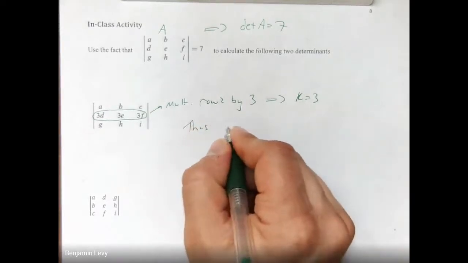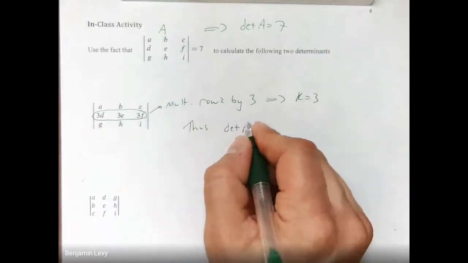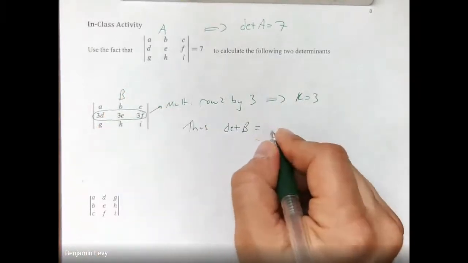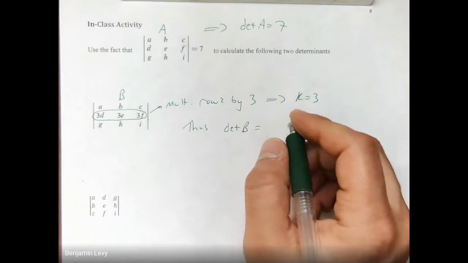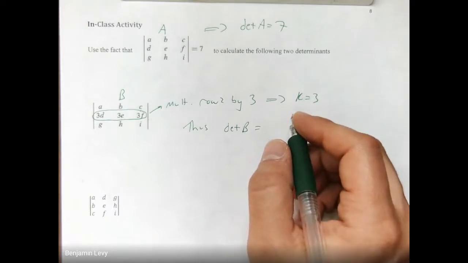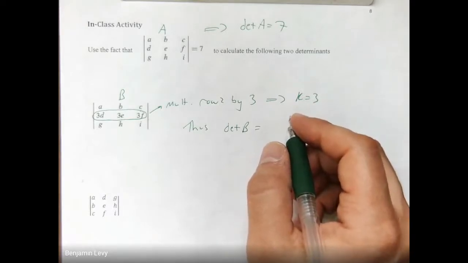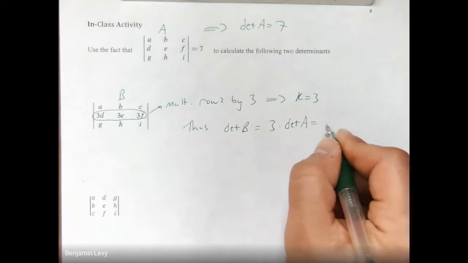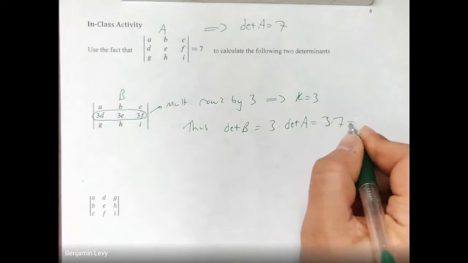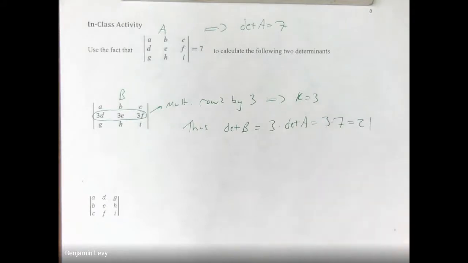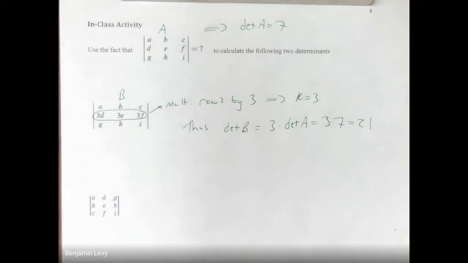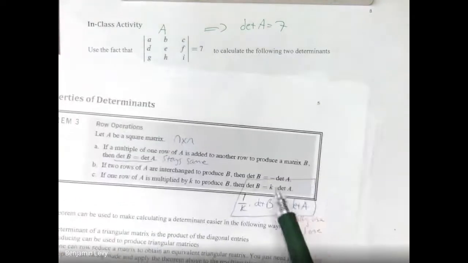Thus, if we want the determinant of our new matrix, let's call this matrix B, the determinant of B is going to be 3 times the determinant of the old one, which is 3 times 7 in this case, which is 21. So the determinant of this new one is 3 times the old one, again using that information on the first page here.